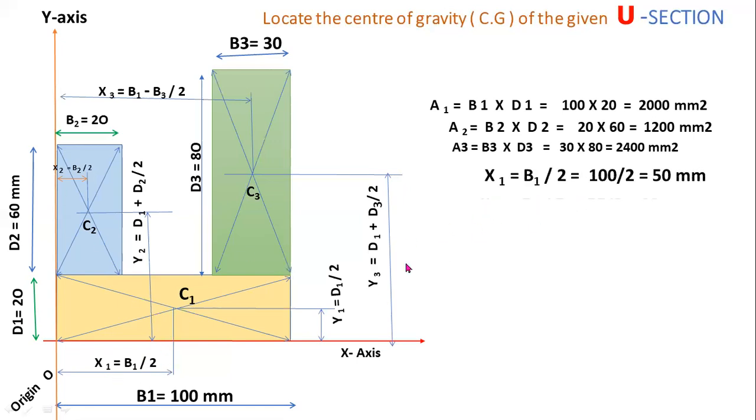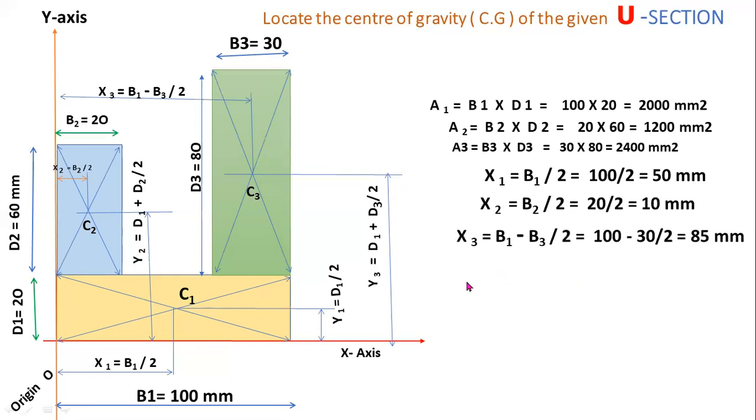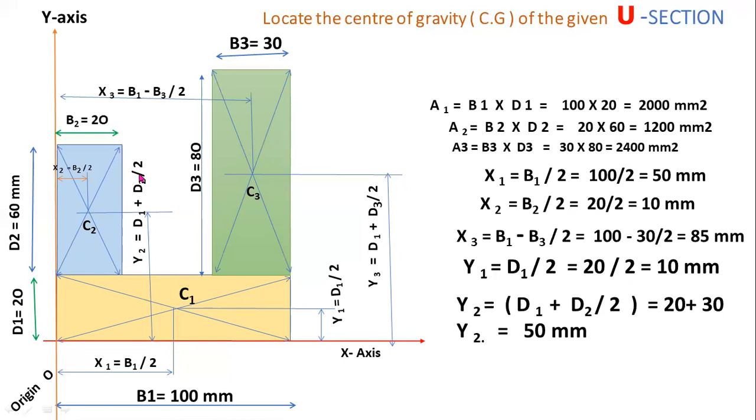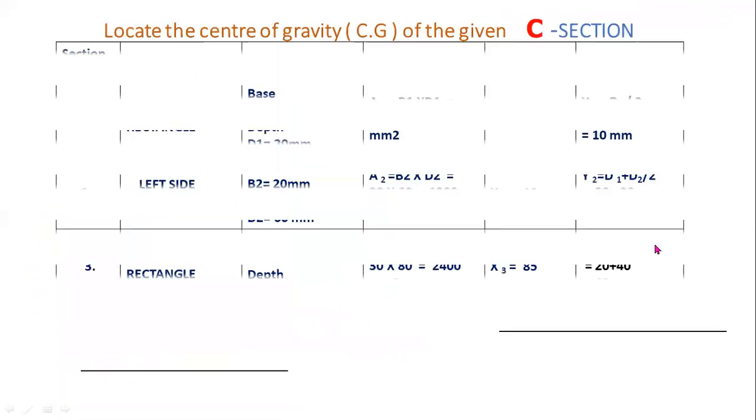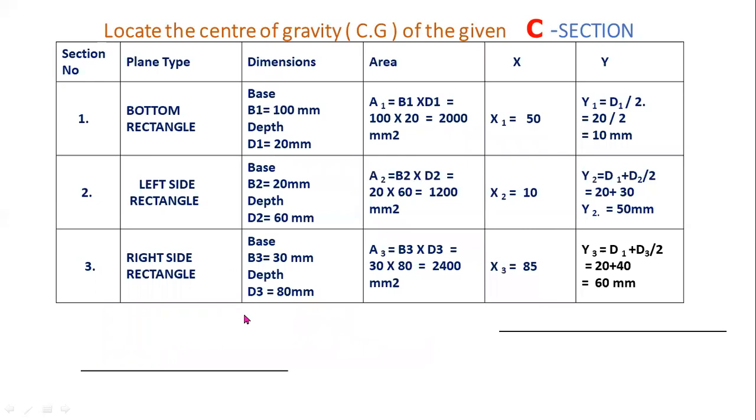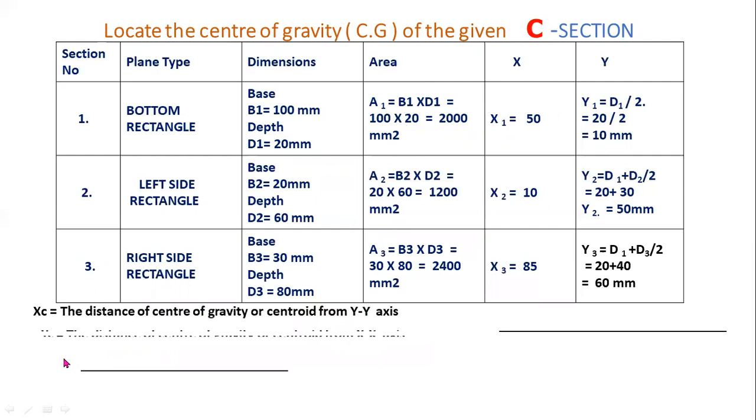X1 equal to B1 by 2, X2 equal to B2 by 2, X3 equal to B1 minus B3 by 2. Y1 equal to D1 by 2, Y2 equal to D1 plus D2 by 2, Y3 equal to D1 plus D3 by 2. Now I am taking these values in tabular form. Here these are the individual dimensions. These are the individual areas.